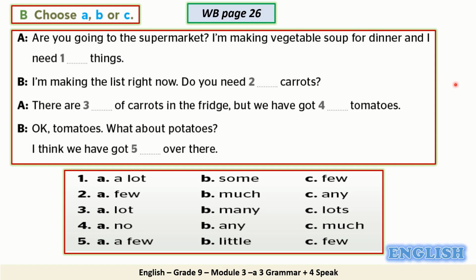B. Choose A, B, or C. Workbook page 26. Number one, some, because we have an affirmative sentence. Number two, any, because this is a question. Number three, we have lots of carrots. Number four, no tomatoes, an affirmative sentence with negative meaning. Number five, a few, it means not many but enough.